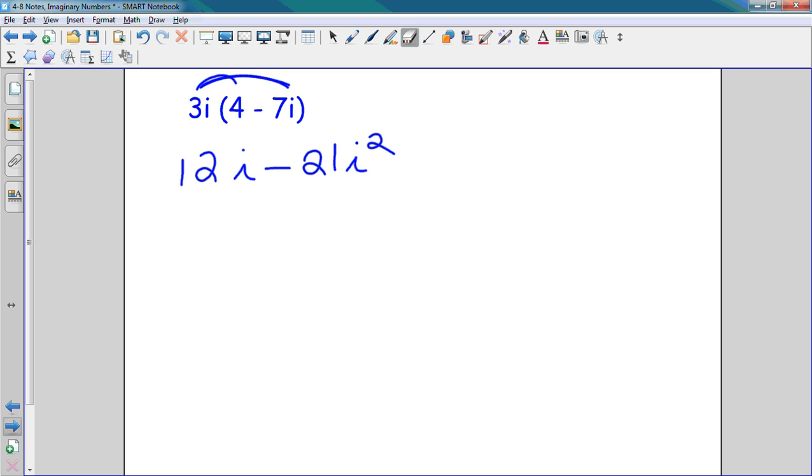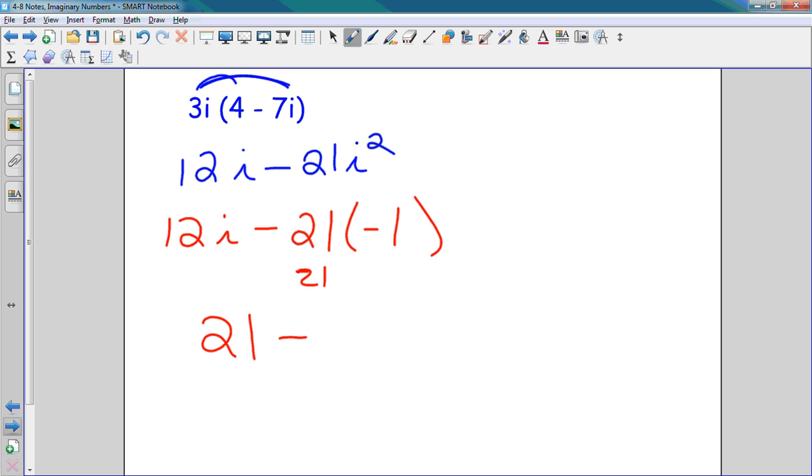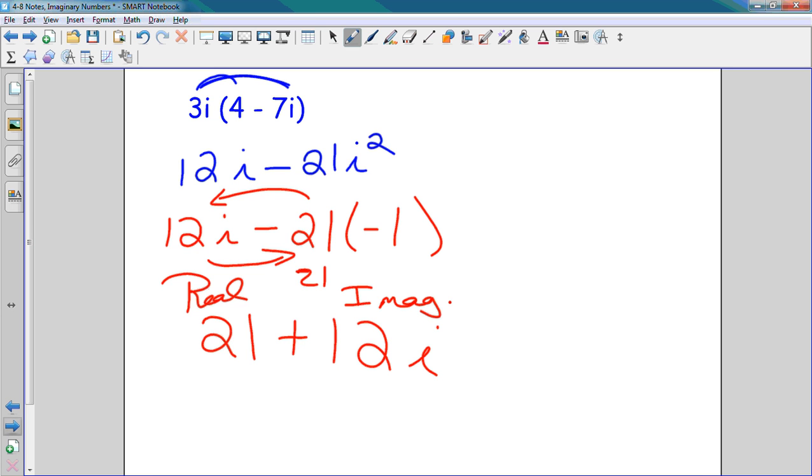Now let me ask you this. What's I squared? Go back to the front page. Negative 1. So this is going to be, that changes to your real number, and this changes to your imaginary number. So this is going to be a positive 21. And this is going to be a positive 12i. So I have 21 plus 12i because I want my real number first and my imaginary number second. So I just changed the order. I took this one and moved it here, and I put that one and moved it there.